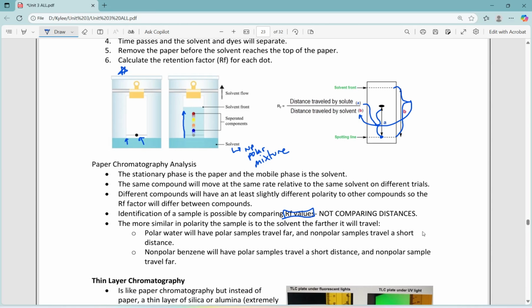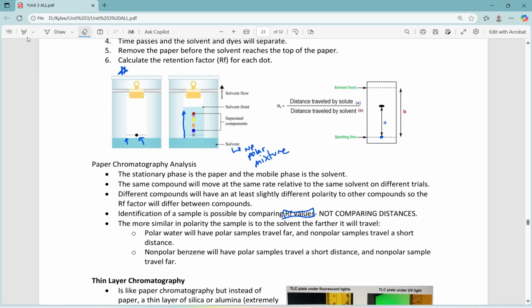So usually, let me get my eraser here, we would have what's called a known sample. And let's say my known sample just moved to here. Well, by comparison, if this was my unknown and it didn't move what I thought it was going to move compared to my known, I can eliminate that as a possibility. And so this is always used as a comparison technique. You're comparing it to what we call a known standard.